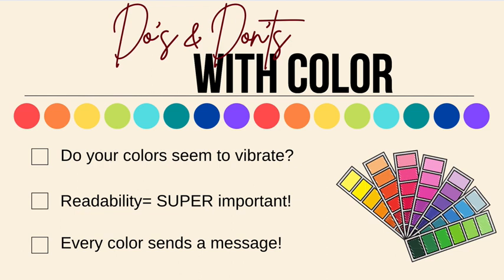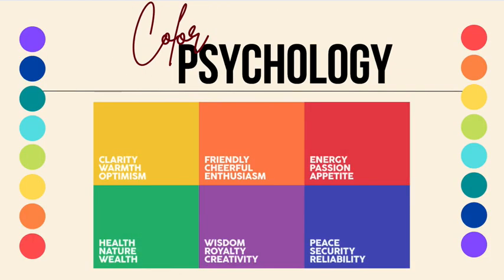Every color sends a message. So consider the tone of your project and make sure you're using an appropriate color. They call this color psychology. To me, it's color theory too. Brands use this a lot. So yellow shows clarity, warmth, and optimism, and you can think about brands that use that color.